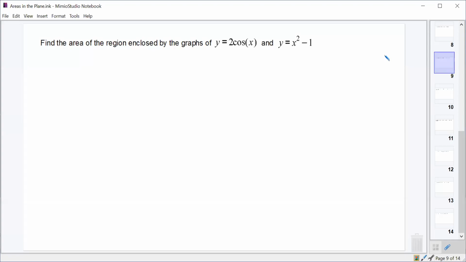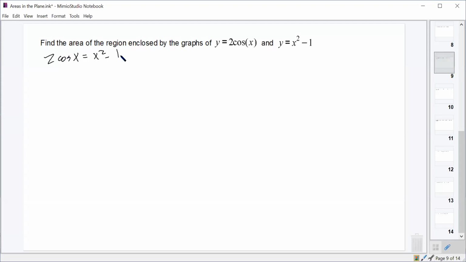So when we're looking for the area of a region that's enclosed between two graphs and we're not given any sort of interval, what do we need to find? What's the first thing we need to find? Like where they intersect. Exactly, and we can do that by just setting the two functions equal to each other. So we'll say 2 cosine x is equal to x squared minus 1.